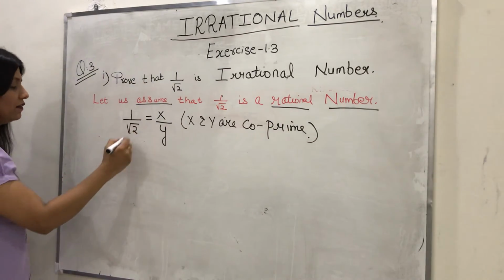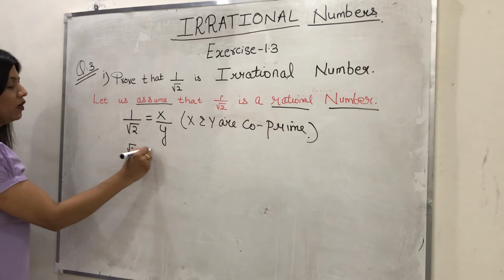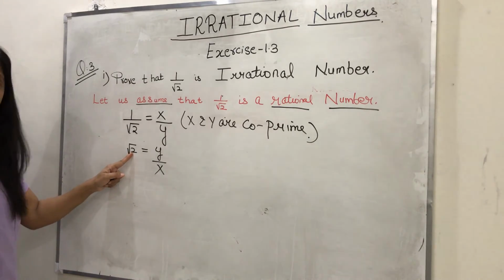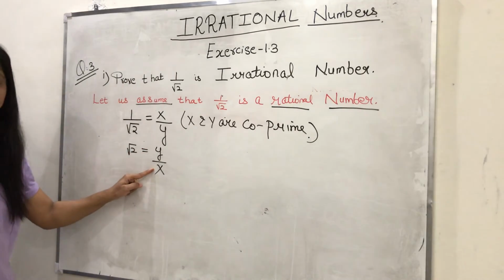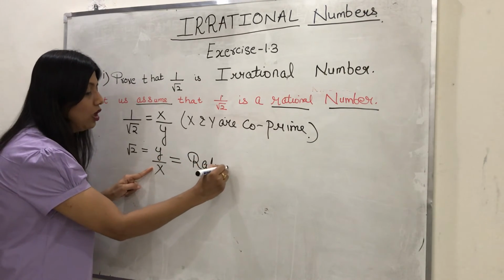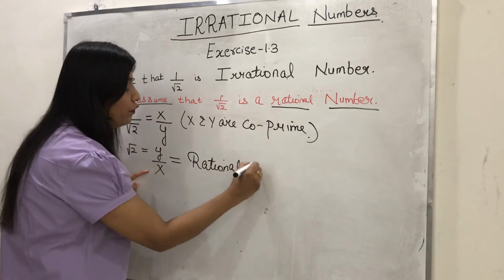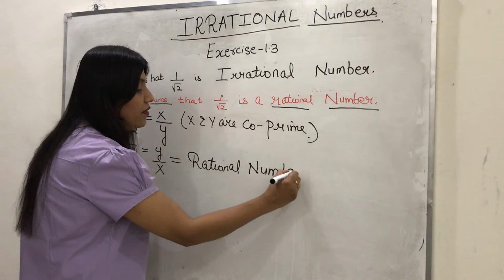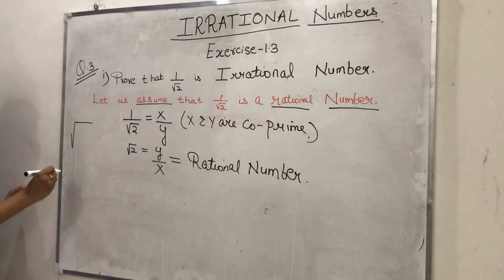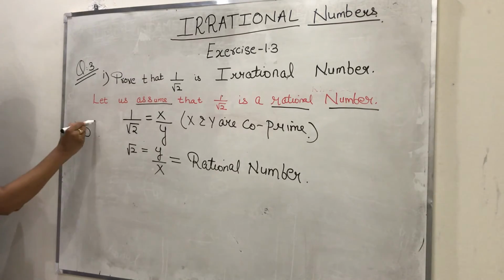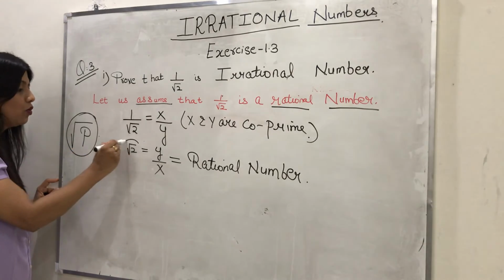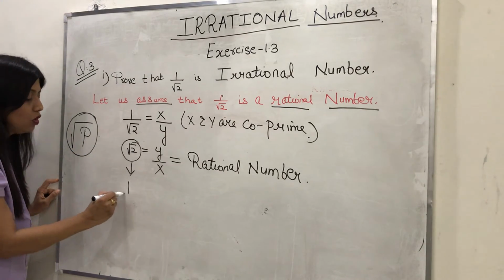So if I reverse this, what will I get? Root 2 is equal to y upon x. So since I can write root 2 in p by q form, I can say that it is a rational number. But what I know is, whenever you have a prime number inside the square root, it is irrational. 2 is a prime number. It is inside the square root. So it is an irrational number. It is not a rational number.